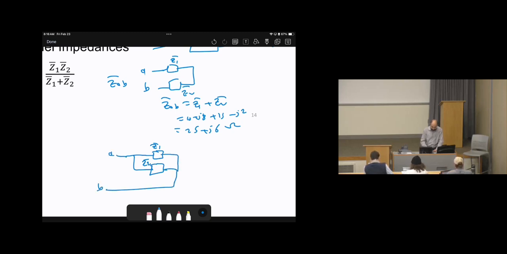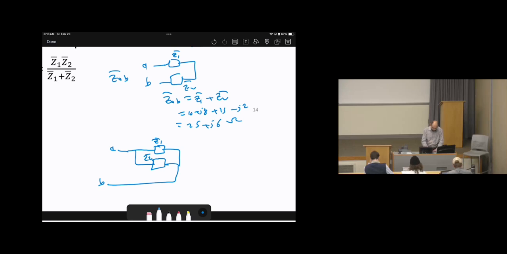Here is A, here is B. We need to calculate ZAB. So what do you think ZAB will be? Z1 bar times Z2 bar over Z1 bar plus Z2 bar. Correct. So basically, what's the relationship between Z1 bar and Z2 bar? Parallel. So ZAB will be their product over their sum.